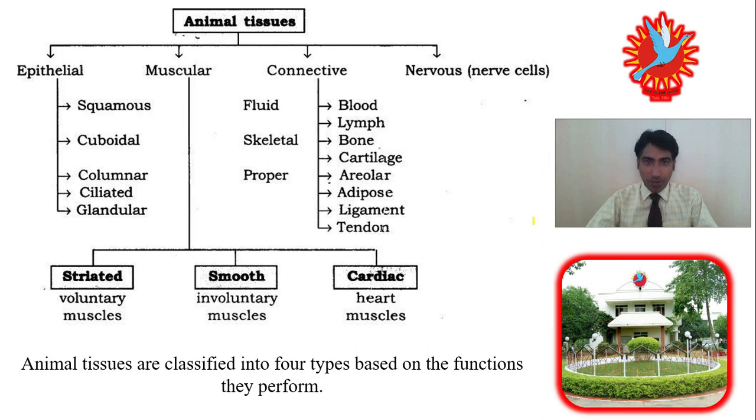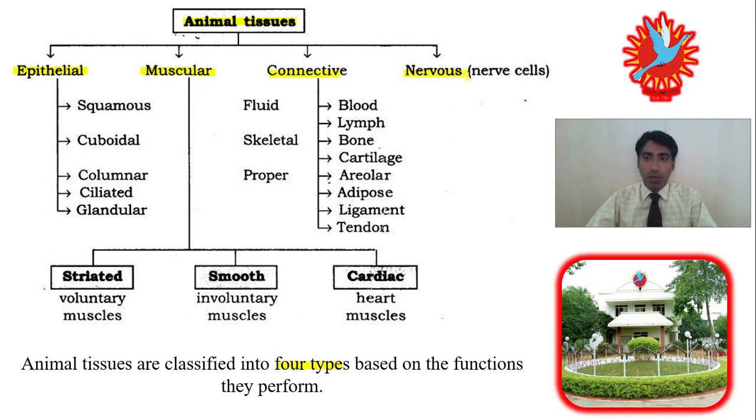So in our previous video we discussed plant tissue, but this time we are going to discuss animal tissues. As you know, animal tissues are classified into four types based on the functions they perform. So what are the types of animal tissues? Animal tissues are classified as epithelial tissue, muscular tissue, connective tissue and nervous tissue.